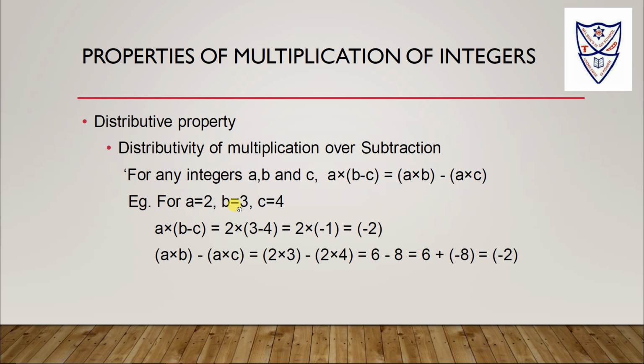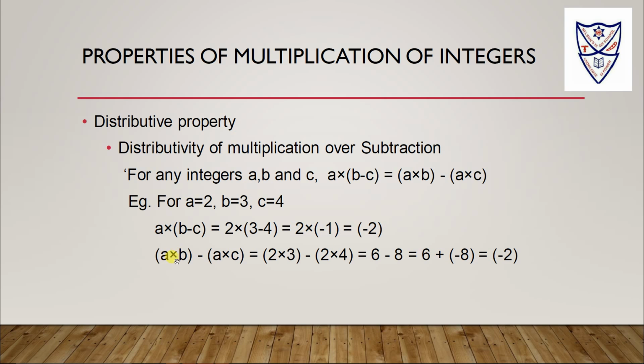a is equal to 2, b is equal to 3, c is equal to 4. Now a multiplied by, in the bracket, b minus c is equal to, put the values of a, b, c, that is 2 multiplied by, in the bracket, 3 minus 4. First of all, we will open this bracket. 3 minus 4 means 3 plus the additive inverse of 4, that is minus 4. That is 3 plus minus 4, which at the end gives minus 1. And 2 multiplied by minus 1 is equal to minus 2.